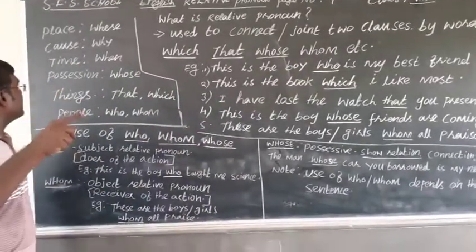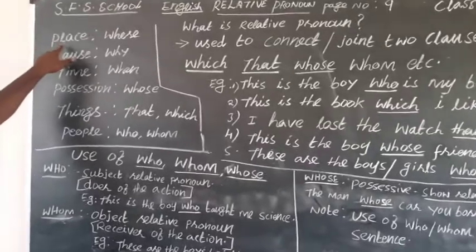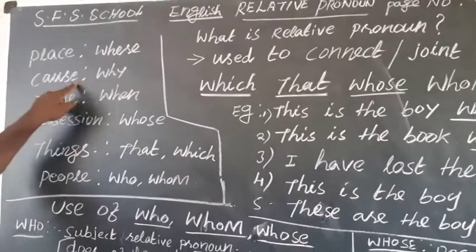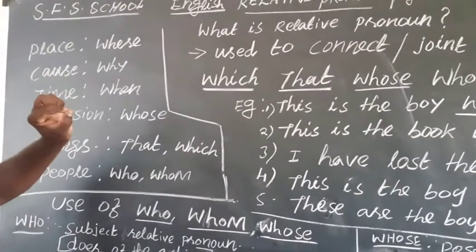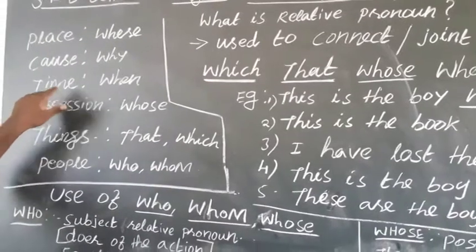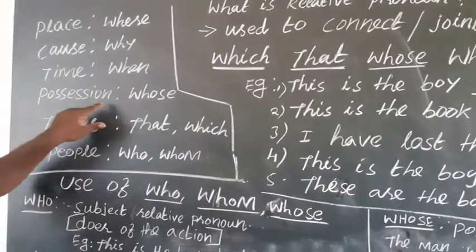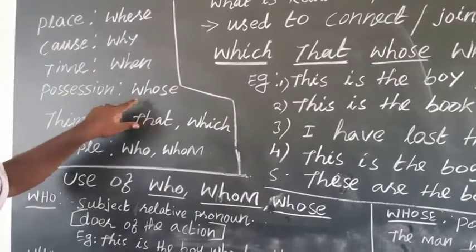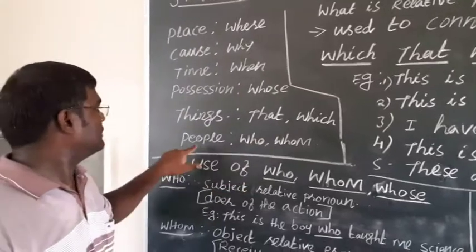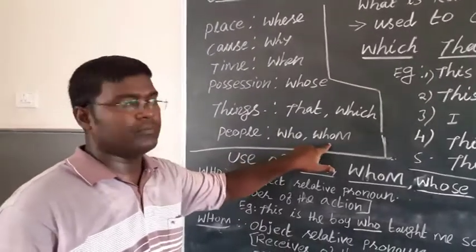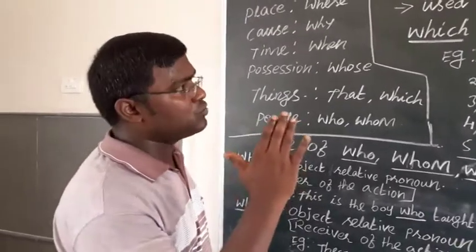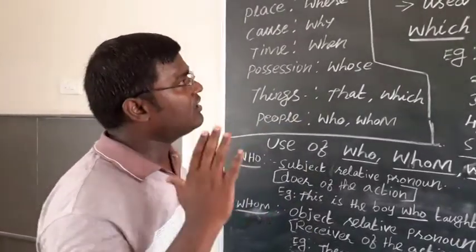Now, coming to the topic, just remember this. Place, where. Cause, why; cause means reason, the reason why it happened. Time, when. Possession, whose, belonging. Always remember: things, that, which. People, who, whom.